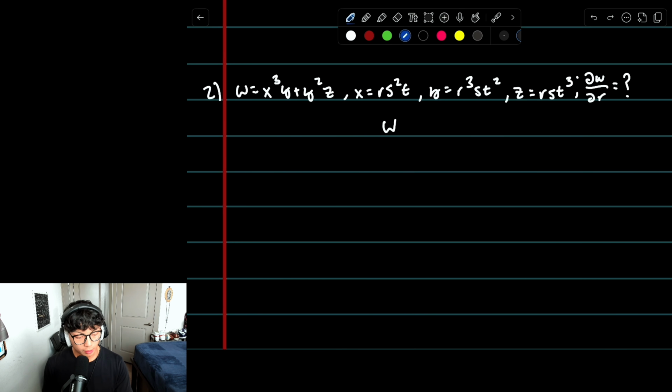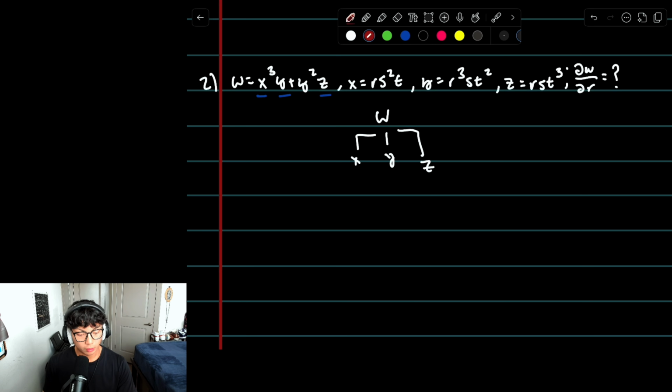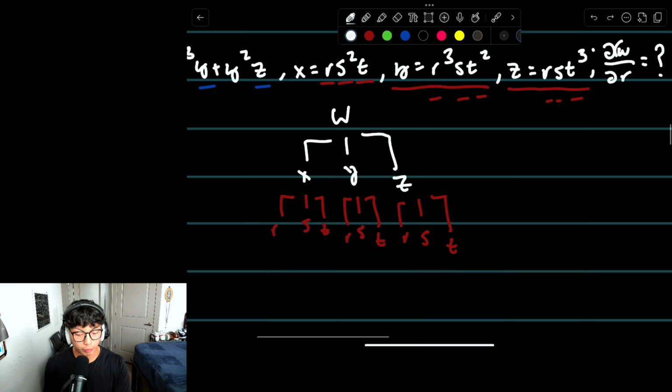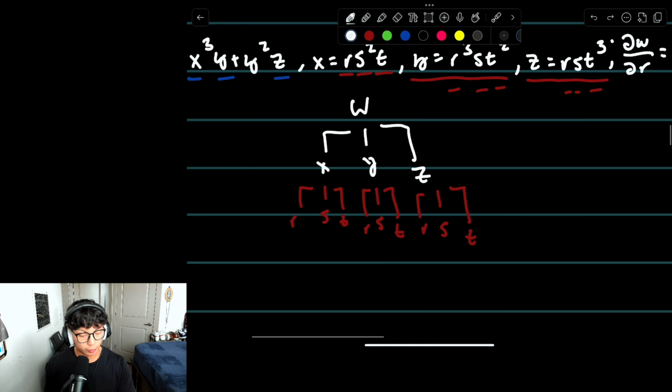We see that w is split into x, y, and z, so let's write that down. Now in our x group, we are given the variables r, s, and t, so we can write that down over here. Our y group over here is also given r, s, and t, so we can write that over here. And then lastly, our z group is given r, s, and t, so we're going to write r, s, and t.